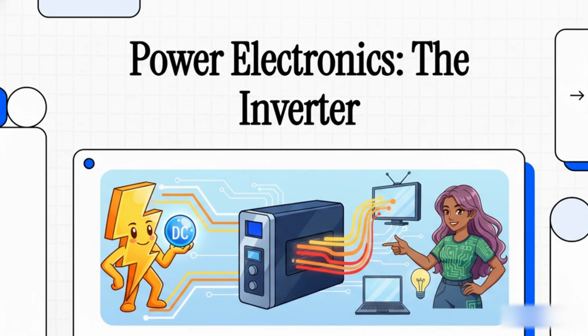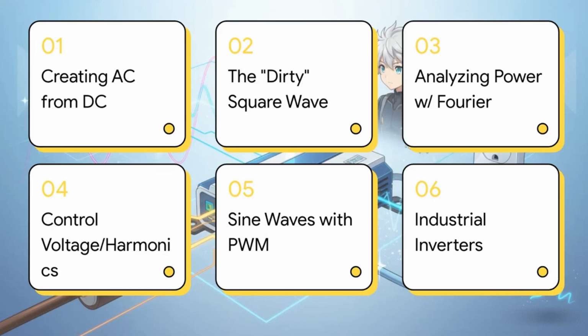Okay, so here's our game plan for this deep dive. We're going to start with the absolute basics, the fundamental building block of any inverter. Then we'll look at the simplest but also the most problematic waveform we can make. After that, we'll pull out a powerful math tool to see exactly what's wrong with it, explore a really clever fix, and then, this is the exciting part, we'll unveil the modern, elegant solution that's used pretty much everywhere today. And to wrap it all up, we'll see how all these ideas scale up for some serious industrial power.